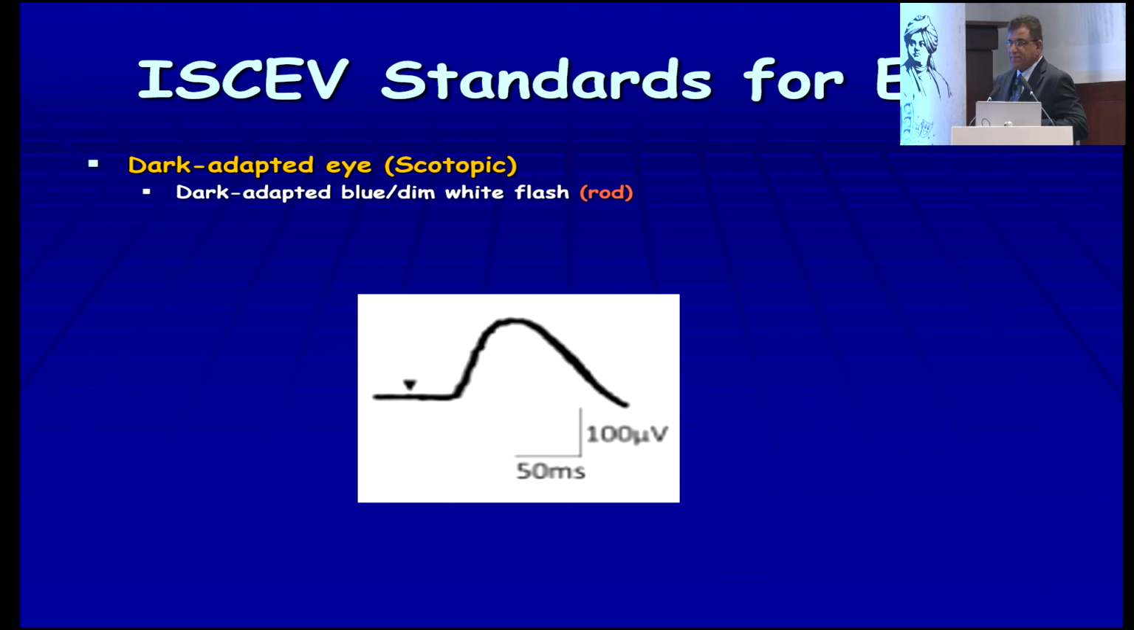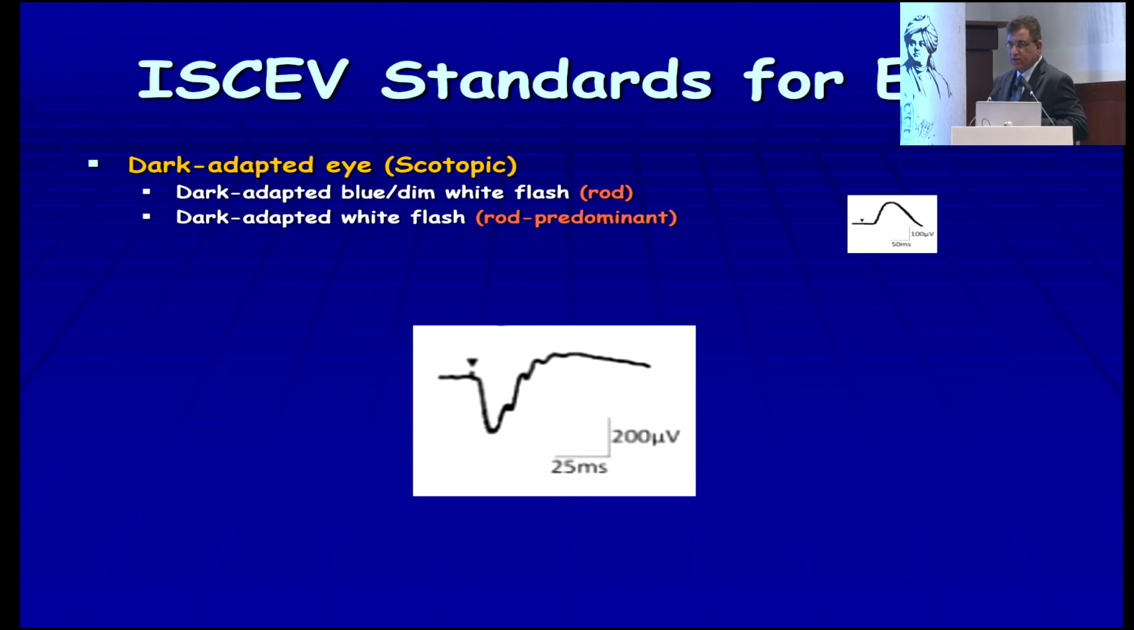So dark adapt the patient for 30 minutes according to ISCEV standards, and then you stimulate the retina with a dim light flash, and you get this kind of recording, which is totally rod. Then you stimulate with a brighter flash, and then you get the typical A and B wave, and that is rod predominant, although some cones are mixed in it.